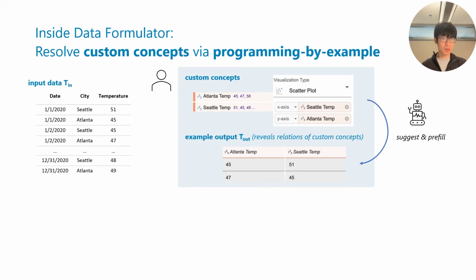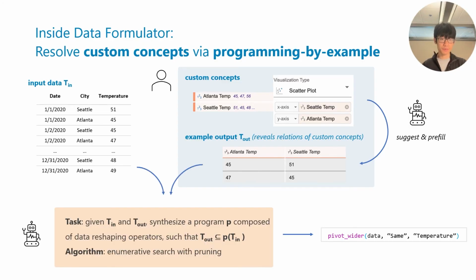And this example output actually reveals the relation of the custom concept, which will be used for the program synthesizer to synthesize the transformation program. Given the input data T in and T out, the synthesizer will try to find a program P such that the output of P will contain the example output T out.